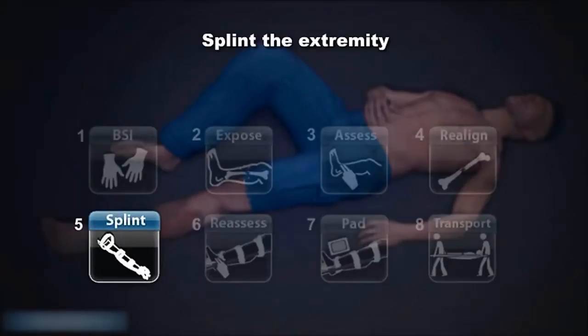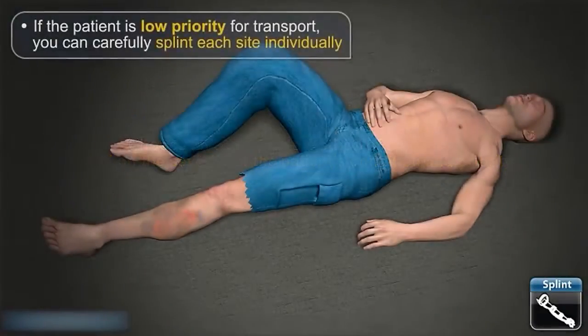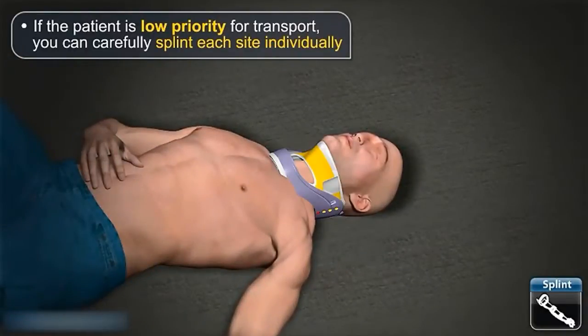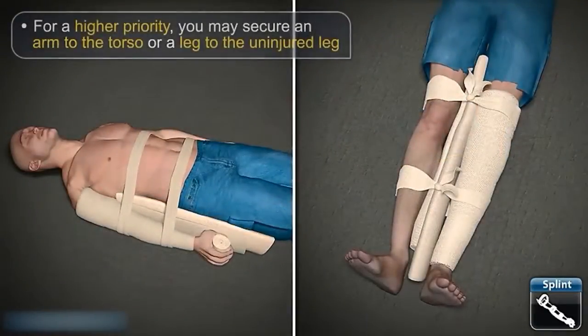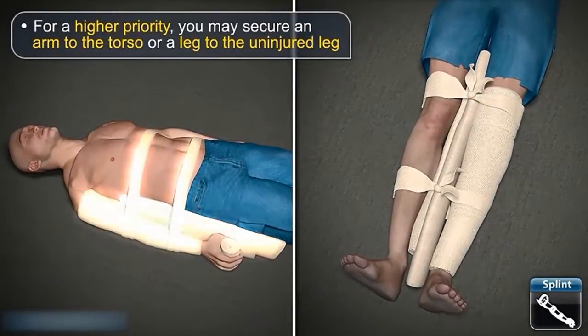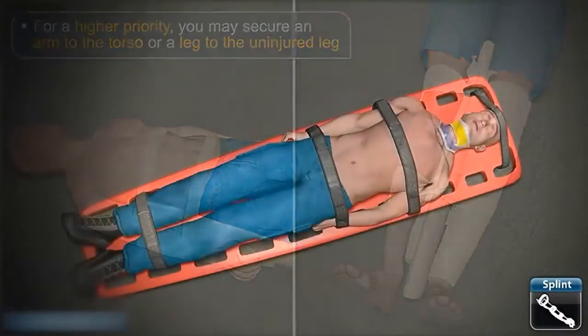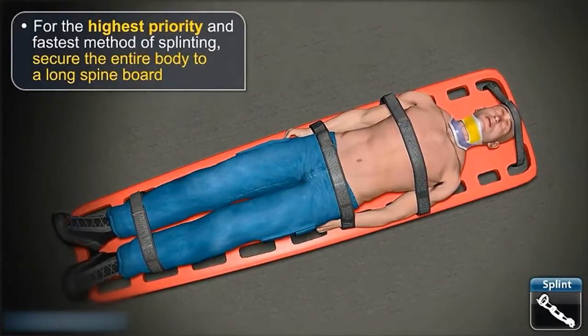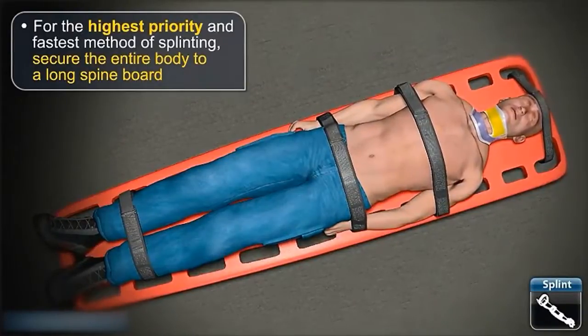Splint the extremity. Choose an appropriate method of splinting based on the severity of the patient's condition and priority. If the patient is low priority for transport, you can carefully splint each site individually. For a higher priority, you may secure an arm to the torso or a leg to the uninjured leg. For the highest priority and fastest method of splinting, secure the entire body to a long spine board.